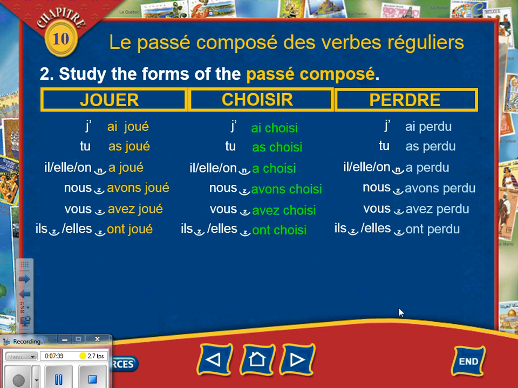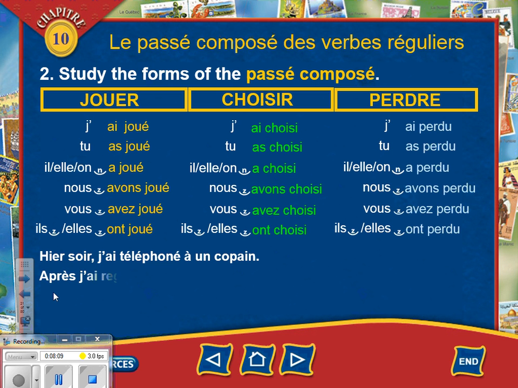Once you've got the chart copied into your notebook, you can write down some of these examples, or all of these examples. Hier soir. We learned that hier means yesterday. So hier soir is last night. J'ai téléphoné à un copain. I called a friend. Hier tells me I'm talking about something that happened in the past. So I'm using the passé composé. I'm using the past tense. Last night, I called a friend.